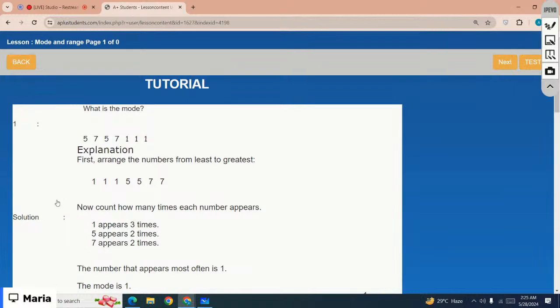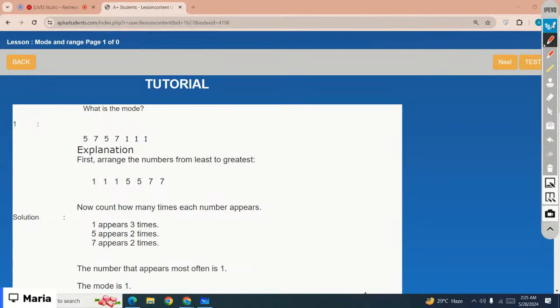What is mode? So mode is a number that appears the most often in the given data, right? For example, the numbers you are given are 5, 7, 5, 7, 1, 1, 1. So you have to see which number appears how many times, right? So you can see 1 three times, then 5 two times, and then 7 two times.